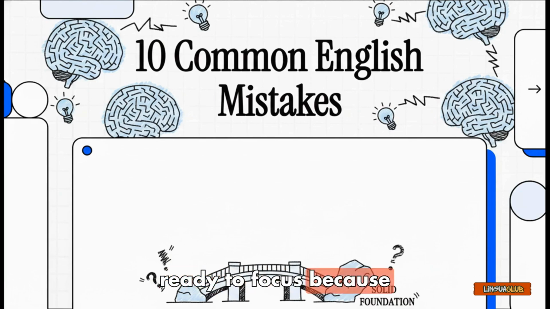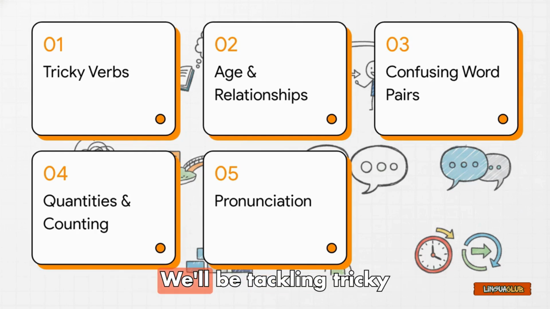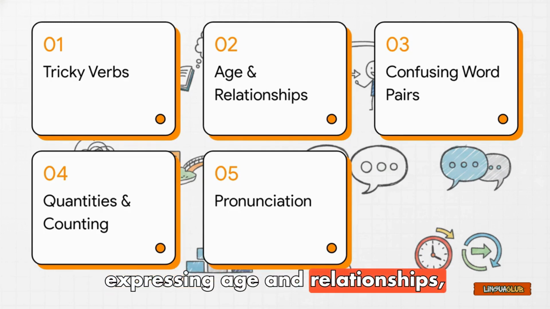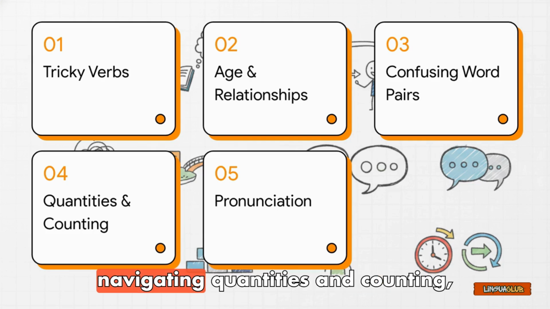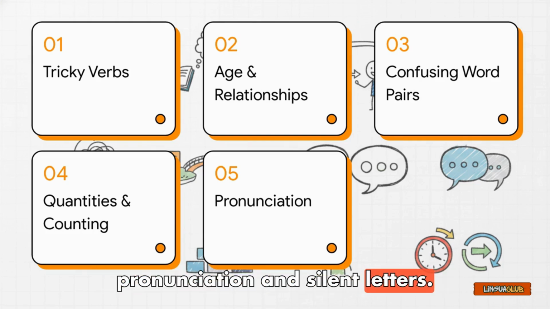So, get ready to focus, because we are about to clear up some major confusion. Okay, let's dive into this. We've broken today's explainer down into a quick 5-part curriculum. We'll be tackling tricky verbs and agreement, expressing age and relationships, mastering confusing word pairs, navigating quantities and counting, and finally, pronunciation and silent letters.